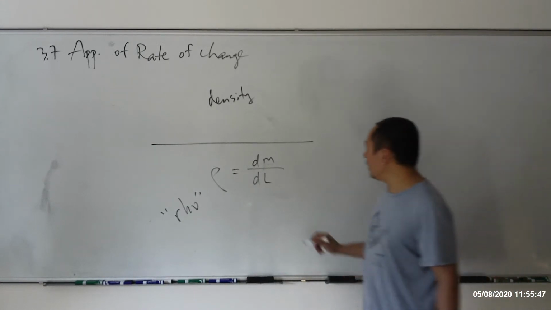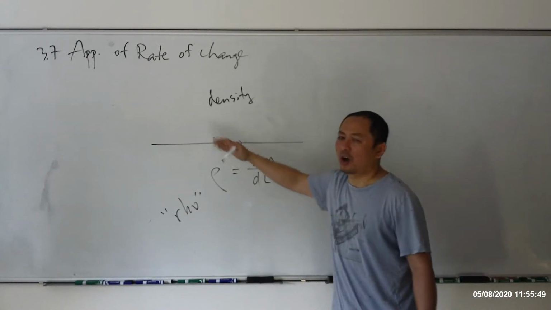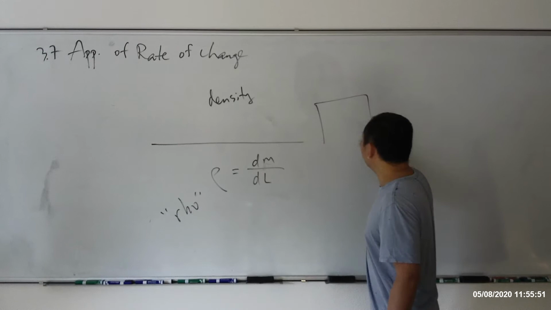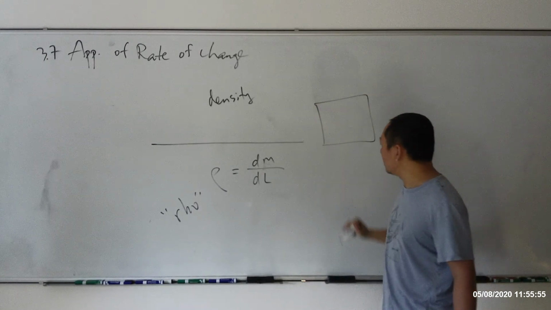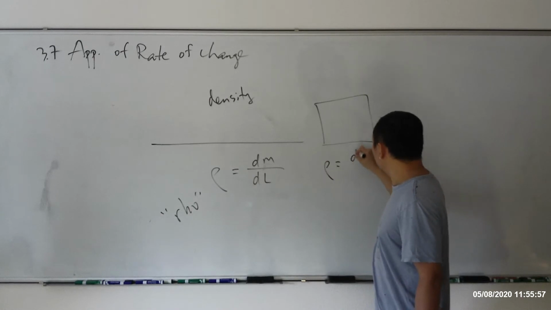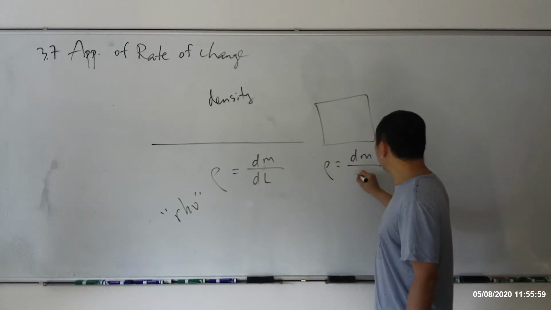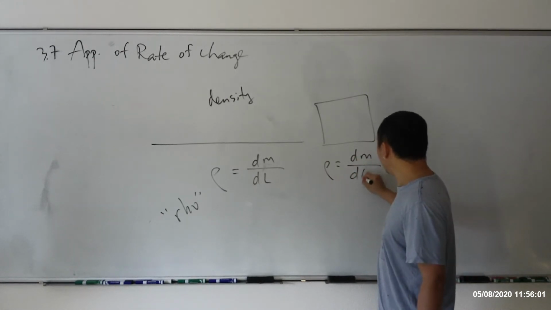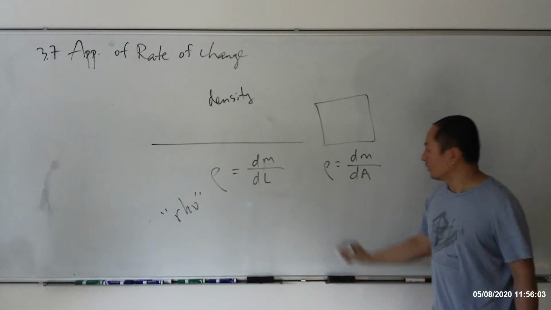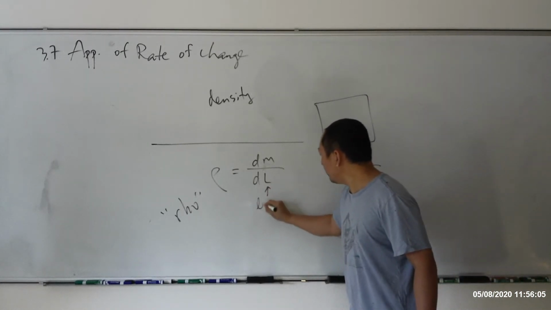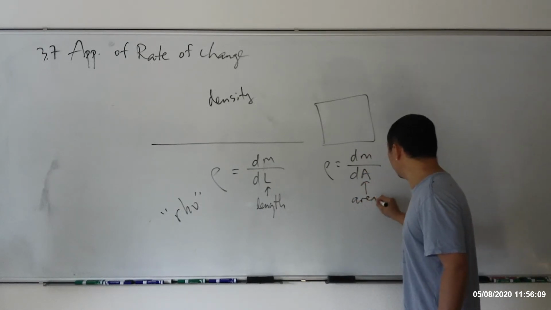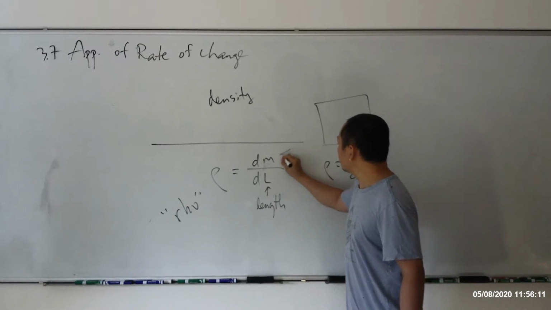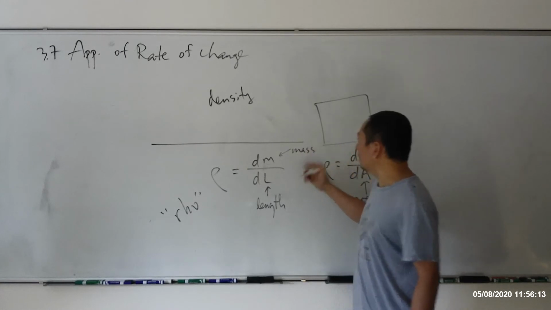Okay. What if you don't have a line? Let's think of it like a rod or something. What if you have a plate? So it has x dimension, y dimension, but no thickness, no z dimension. Then rho is going to be change of mass over change of area. Okay. This is the length. This is area. And m stands for mass. Okay.